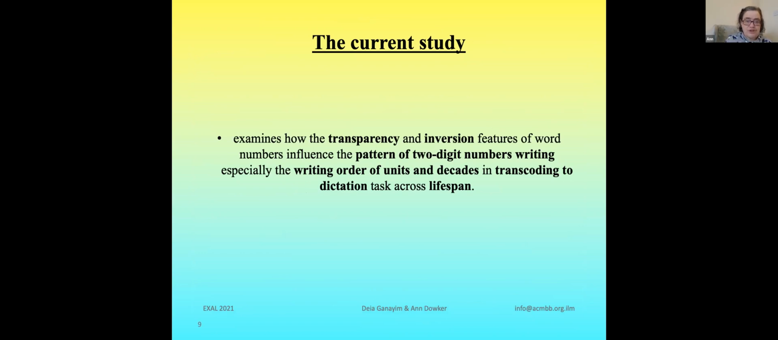So this study looks at how the transparency and inversion features of number words influence the pattern of two-digit number writing, especially the writing order of units and decades in transcoding to the dictation task, and we're looking at different ages.